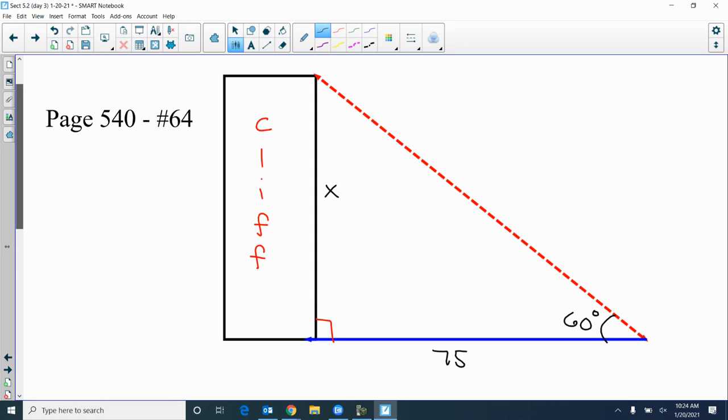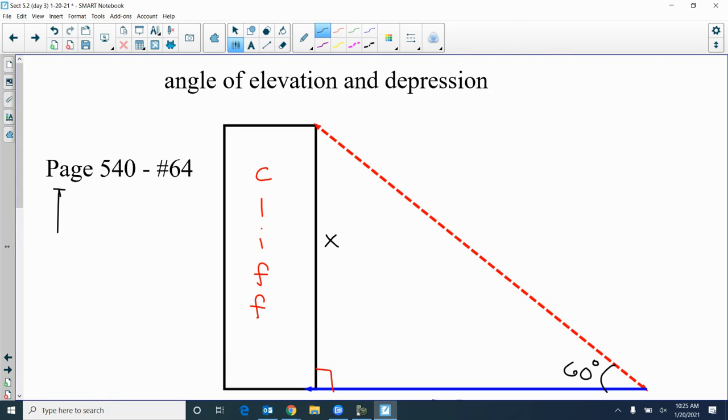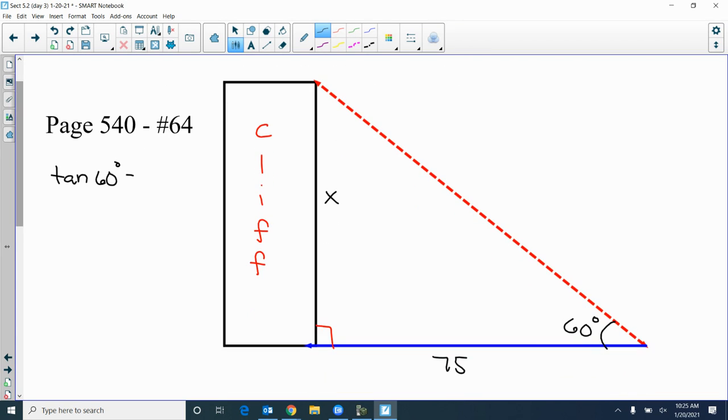So you set up everything you know. Now, in the book, if you look in the back, it probably gives you the exact answer because anytime they use 30 or 60 or 45, you can use the exact value. I'm not as concerned with that. You can use the decimal for this. But you just got to set this up. X is opposite, 75 is adjacent, so tangent of 60 equals X opposite over 75.